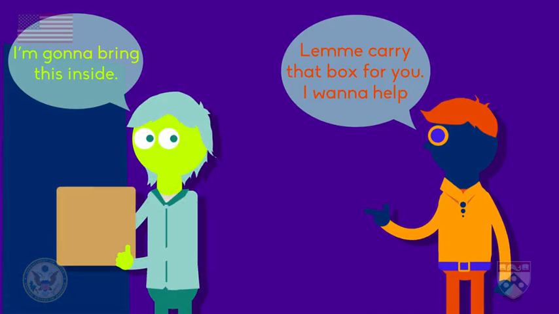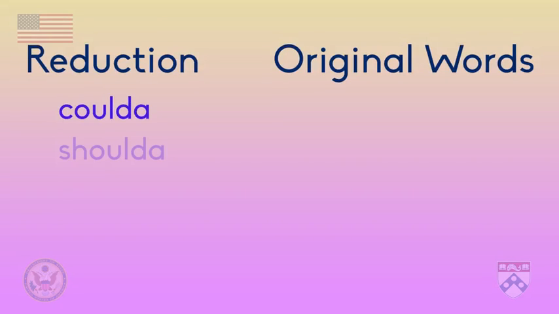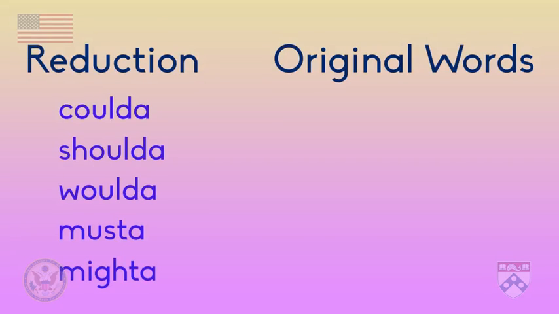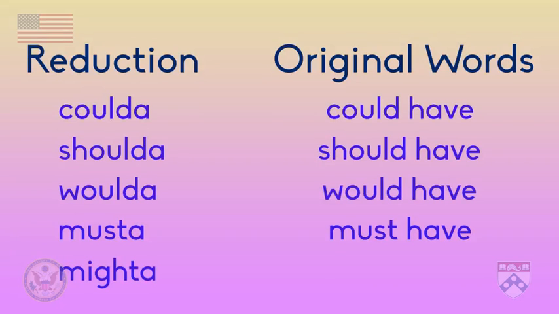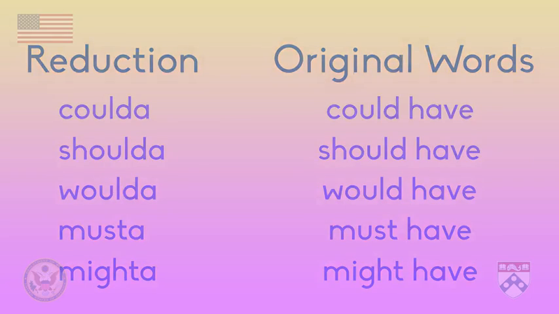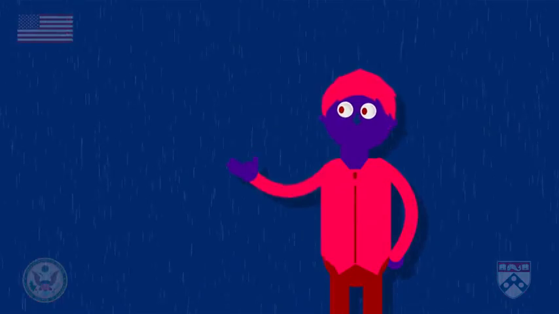Another way to make reductions is by leaving out one of the end sounds of a phrase. There's a whole group of very common reductions that are formed by leaving out the V sound in have: coulda, shoulda, woulda, musta, and mighta. These come from the phrases could have, should have, would have, must have, and might have. We'd use them in a sentence such as, I shoulda brought an umbrella.